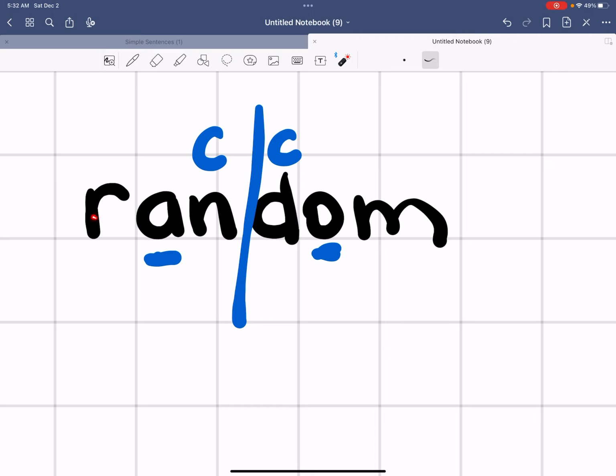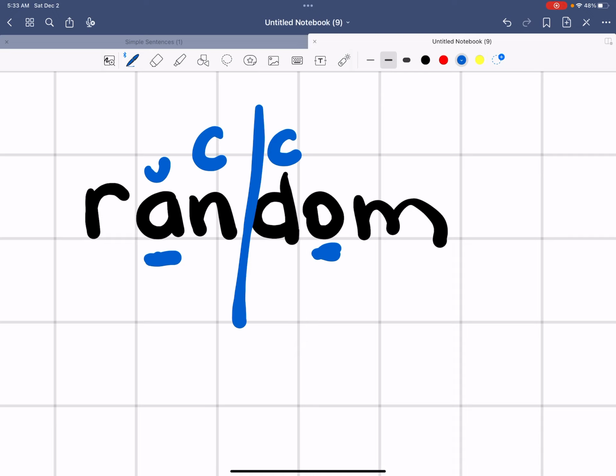Ran, dum, dumb, not dome. I know a lot of my students get tricked right here and they'll say dome, but no, it's octopus. Got to remember those pictures that I drew at the beginning. D, octopus, dom. Okay, so here we go. Random. So it's the word random. Okay, let's continue.